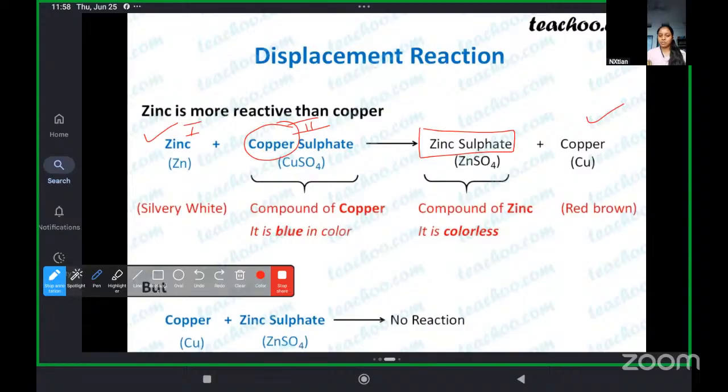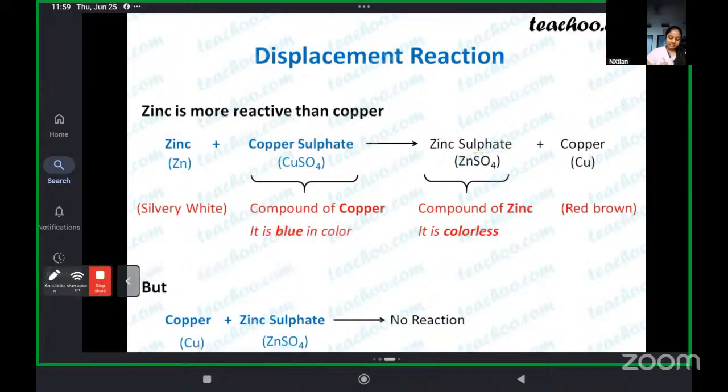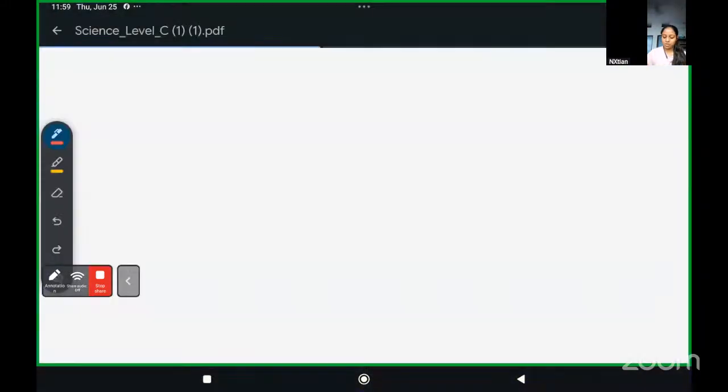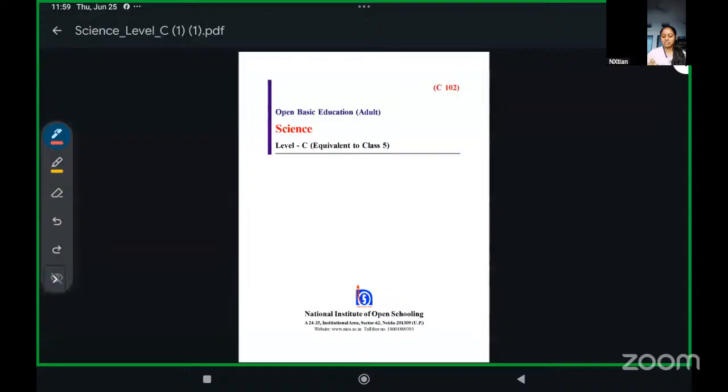So now tell me, did you understand displacement reaction? Any doubt in displacement? Okay. There is a little bit level up of displacement reaction, a modified version known as double displacement reaction.